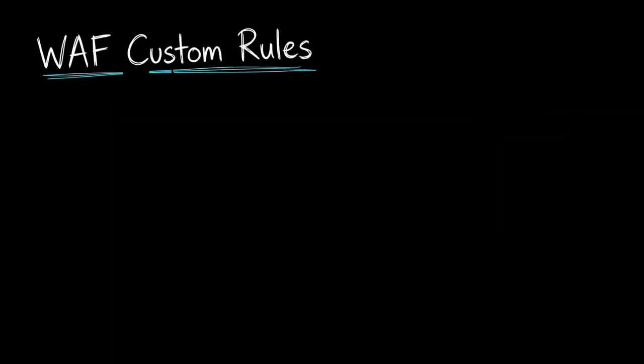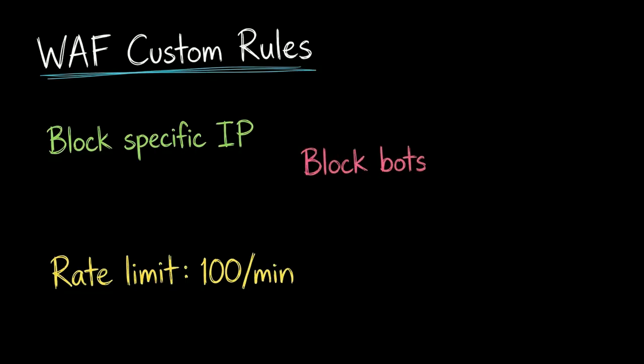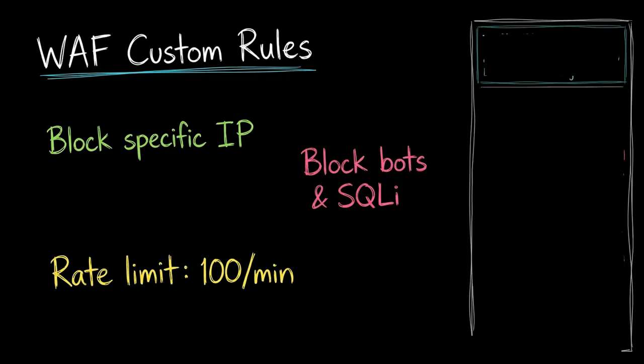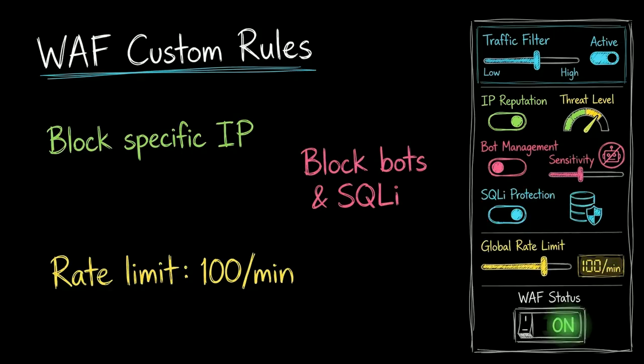AWS WAF is different because it's built around custom rules. For example, you can create a rule that blocks traffic from a specific IP address. You can create a rate limit rule that allows only 100 requests per minute from a user. You can block known bot traffic. You can block requests that contain SQL injection patterns. WAF gives you fine-grained control over what is allowed to reach your application.